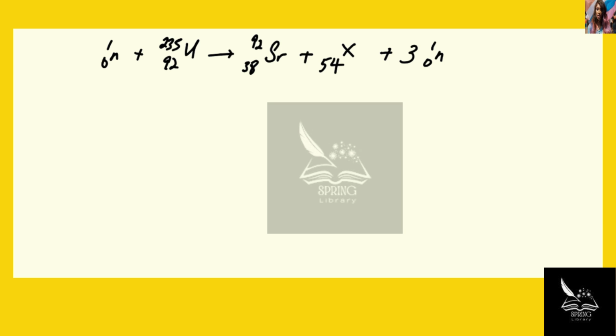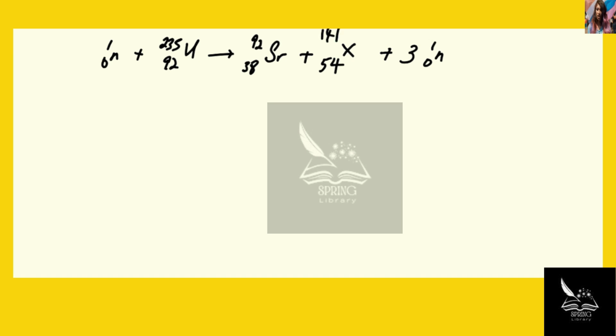We do the same process for the nucleon number. So on the left hand side we have 236, total nucleon number. On the right we take 236, subtract away 92 from the strontium, and subtract away 3 from the neutrons. So we should get 141.